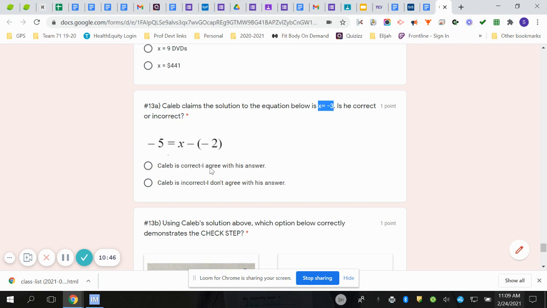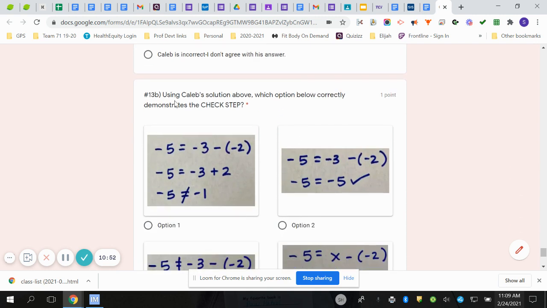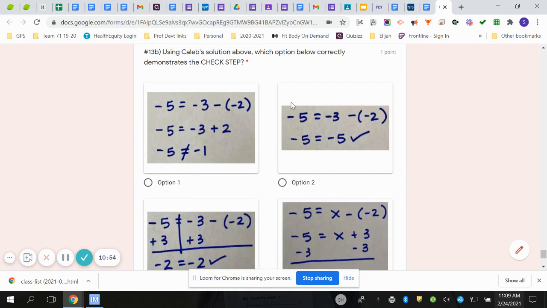I agree. Caleb is correct. I agree with his answer. He's not correct. I don't agree with his answer. Using Caleb's solution above, which option below correctly demonstrates the check step? So if you go down to this one, which one is correct?